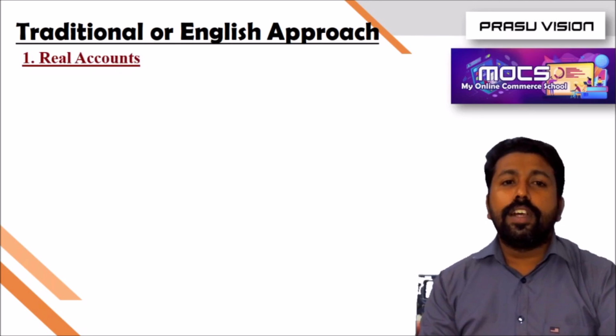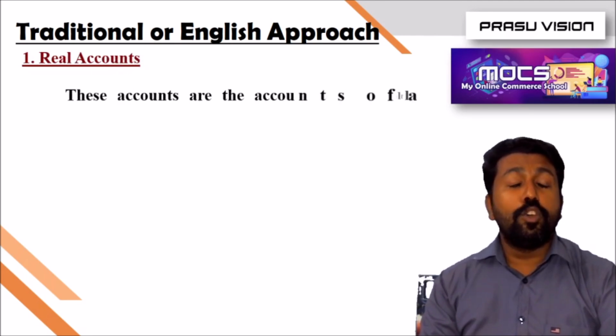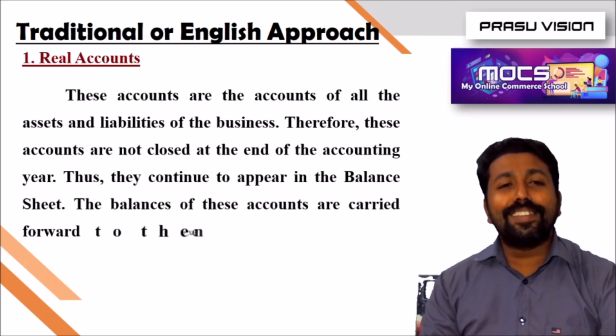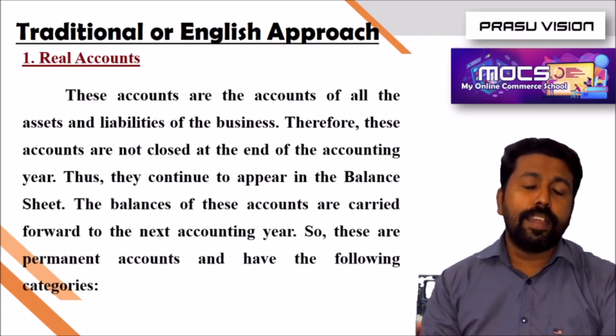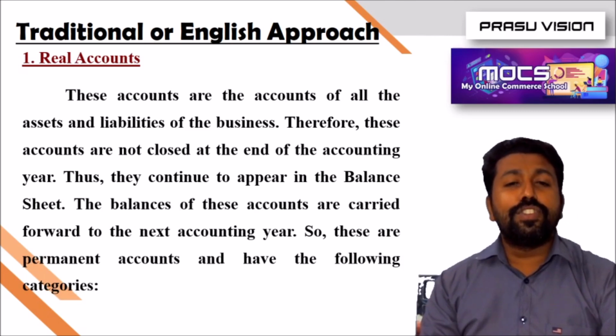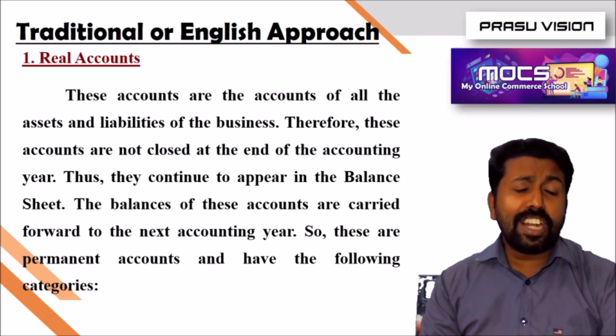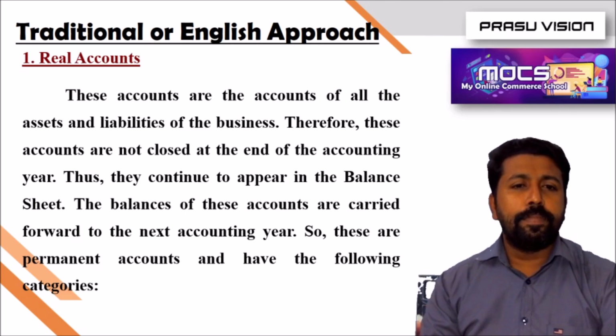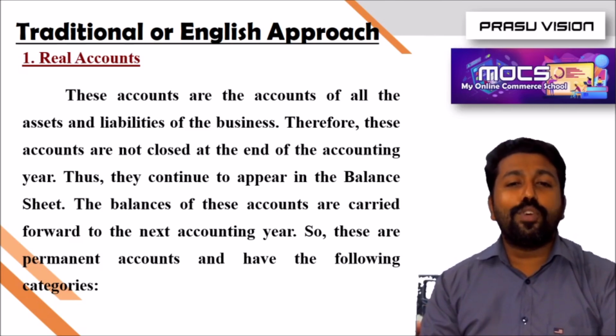So the first one is a real account. What is real in the world, which has some physical existence. So these are the accounts of all assets and liabilities of the business, which will come under a real account. Therefore, these accounts are not closed at the end of the accounting year. It will still continue, which means there will be a balance in the asset account and the liability account. Thus they continue to appear in the balance sheet. The balance of these accounts is carried forward for the next year also.